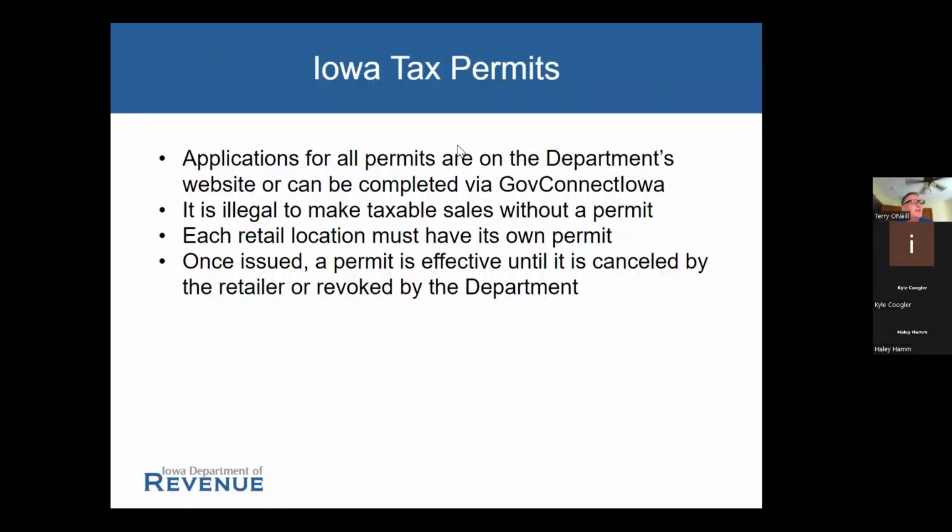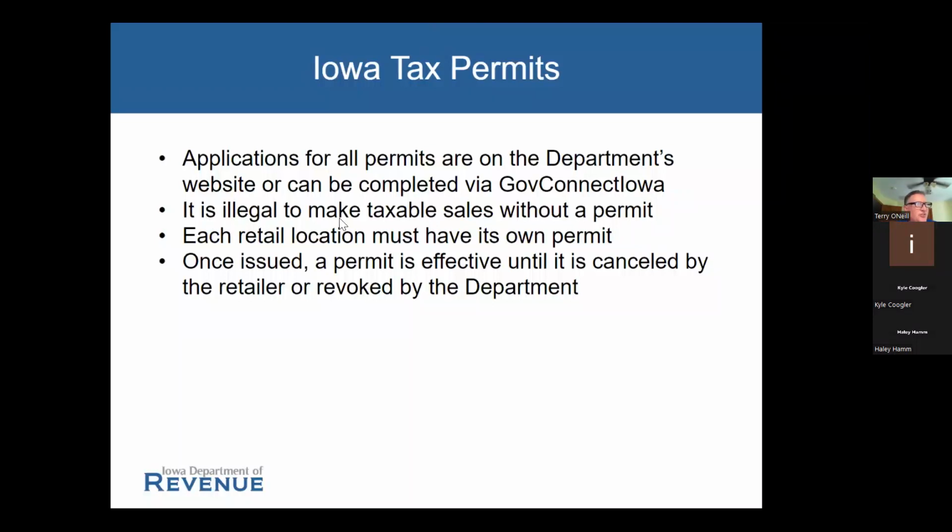Iowa tax permits. Applications for all permits are on the department's website, or they can be completed in the GovConnect Iowa portal. If you've been working with Iowa sales tax for a while, you'll note that we changed things up as far as filing returns, and we do have the GovConnect Iowa portal, which is used for filing your sales and use tax returns. We have other tax types that you can make payments for on there, and we're going to be rolling out R3, or rollout 3, this fall, and it's going to allow people to make individual income tax payments in that system as well. So you'll hear more about that if you haven't heard a lot already.